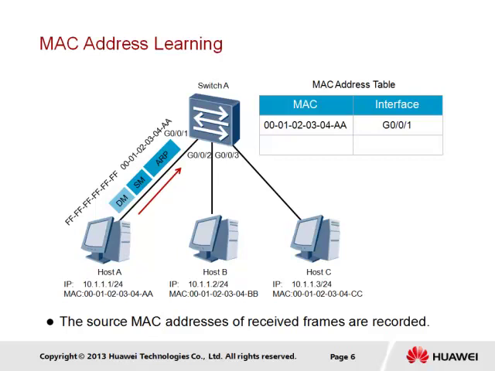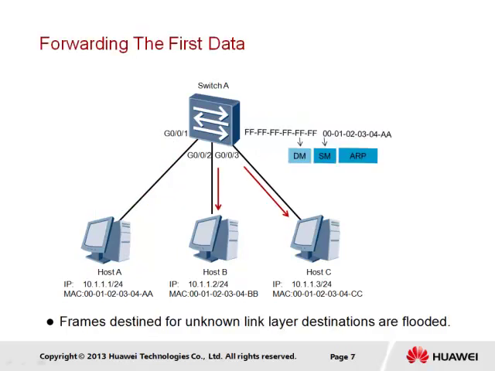Using the source MAC address and the interface on which the frame was received, which in this instance refers to interface gigabit Ethernet 0/0/1, switch A is able to record the path via which host A is reachable. As such, any frame in future that is destined for the MAC address of host A shall be forwarded via interface gigabit Ethernet 0/0/1.